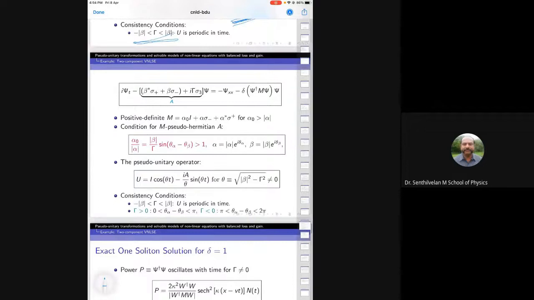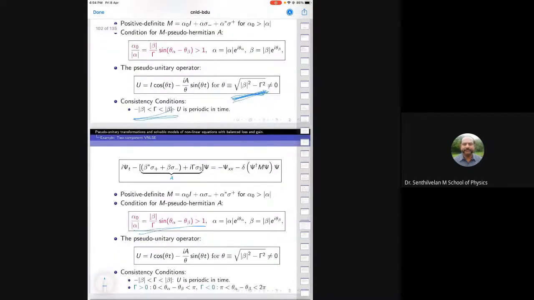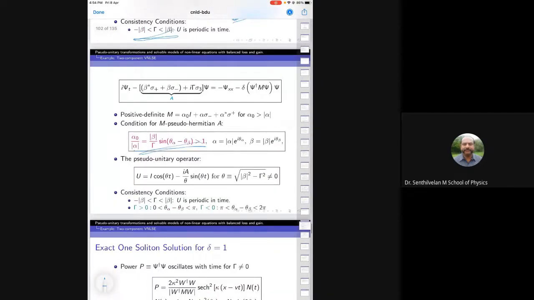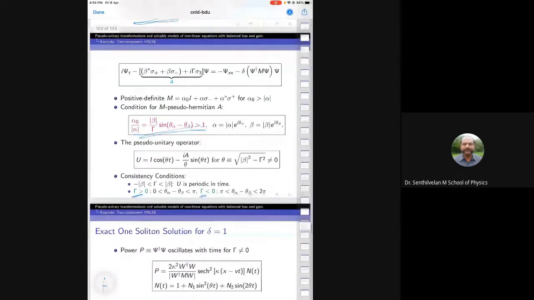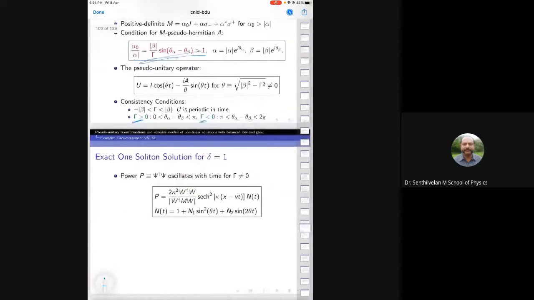This one is solved if gamma is greater than 0 and if gamma is less than 0. Okay, and this is the expression for power. This is the power oscillation. N is the power oscillation.